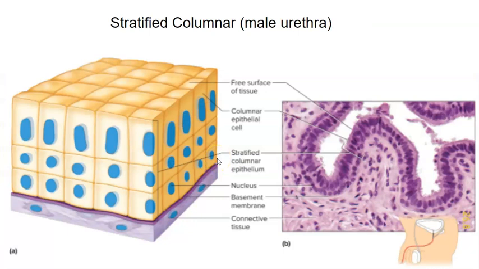Here's another example of stratified columnar. This is from the urethra. I think just certain sections of the urethra have this type of epithelium. So multiple layers, and the top layer is clearly columnar.